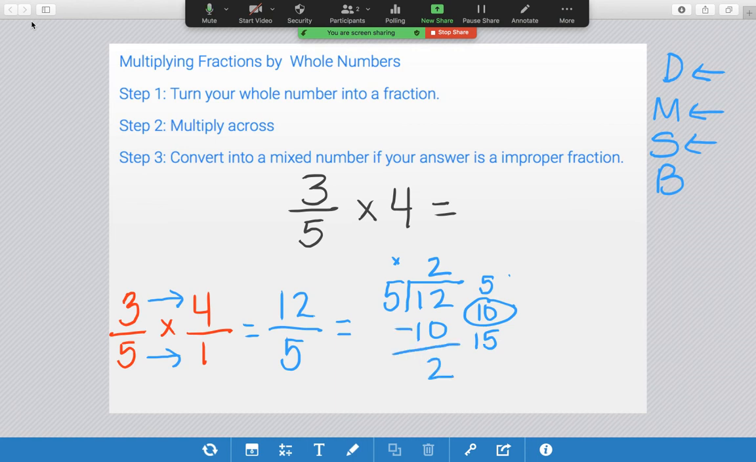So you're going to use this problem that we just did to be able to write our mixed number. Because we know that 5 goes into 12 2 full times, we're going to make 2 our whole number. However, whatever we have left over, our remainder, is going to be our numerator. So 2 is going to be our numerator. However, we're still working with fifths, so 5 will stay the same. So 3/5 times 4 is 2 and 2/5.